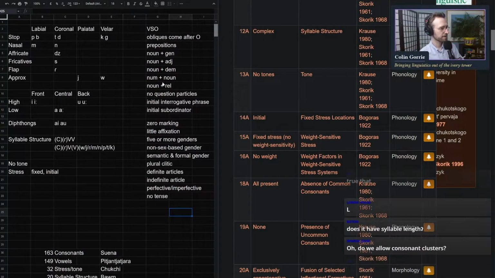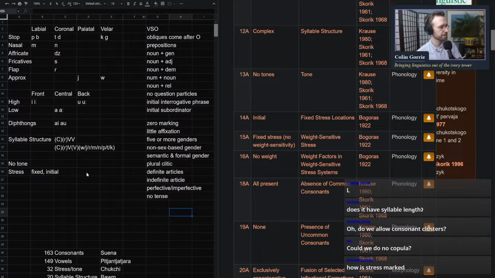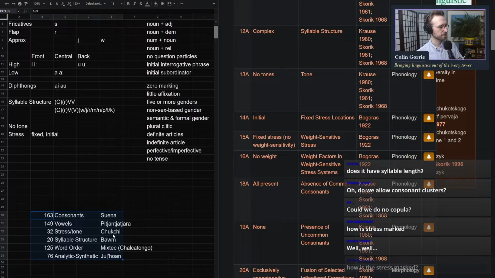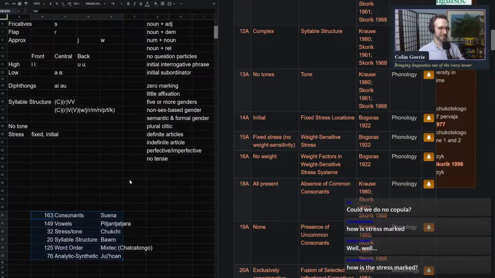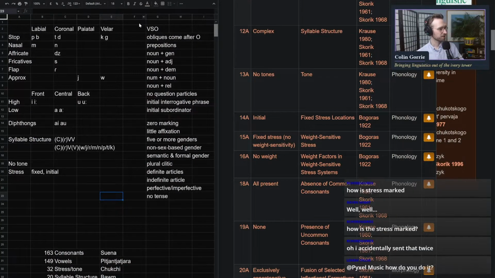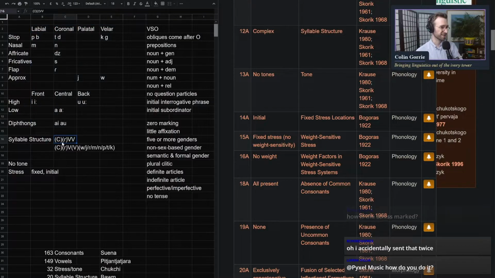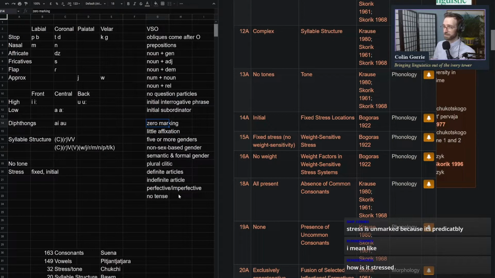Okay, so we have a good list of features. Thank you so much to our inspiration languages for allowing us to mash them up like this. This is cool. So we have a VSO language with a relatively small consonant and vowel inventory and a relatively restrictive syllable structure with fixed initial stress, which has no case or agreement marking whatsoever, and a 5+ noun class system that is not based on sex. So this is where we are.